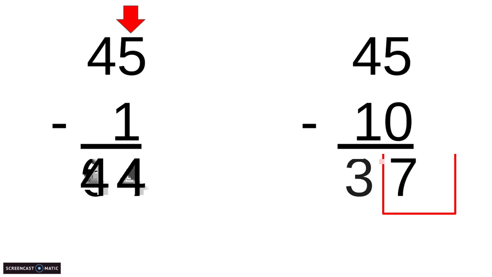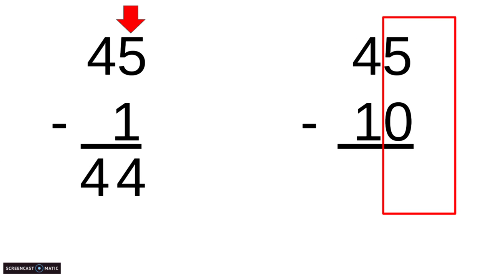Next we have 45 minus 10. We always start with our itty bitties and we start with our ones, so I'm going to put a box around the ones. 5 minus 0 equals 5. 4 minus 1 equals 3. So 45 minus 10 equals 35, or one huge jump back.